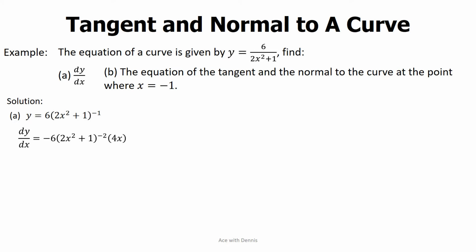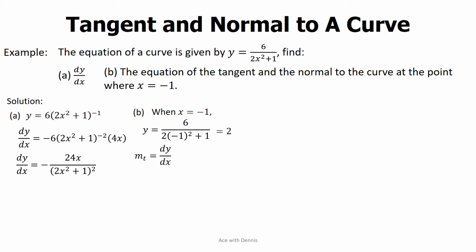Now we can start to do the differentiation, right? Power bring down, copy the bracket, power -1, and differentiate the bracket. Hence, for this case, we get dy over dx equals -6 times (2x squared plus 1) to the power of -2 times 4x. Simplify, we get -24x over (2x squared plus 1) squared. For B, when x goes to -1, y is equal to 6 over 2 times (-1) squared plus 1, which is 2.